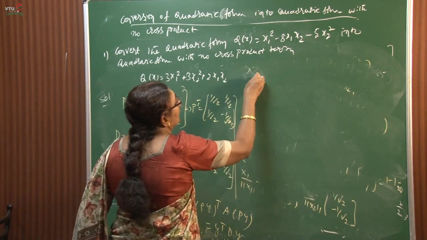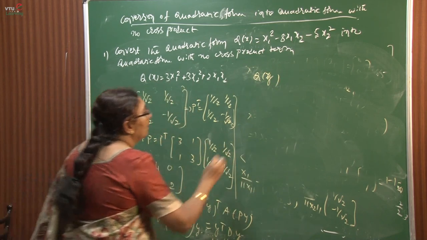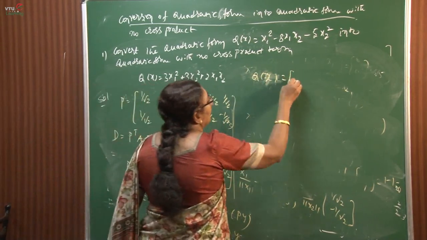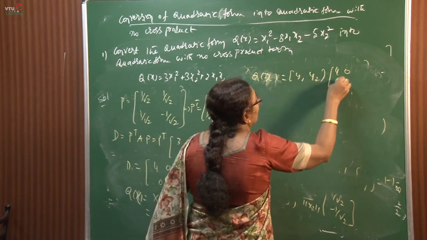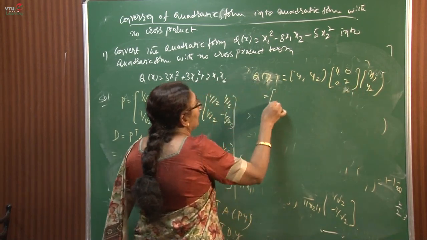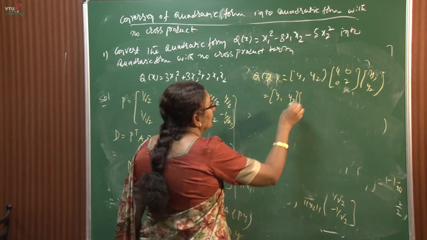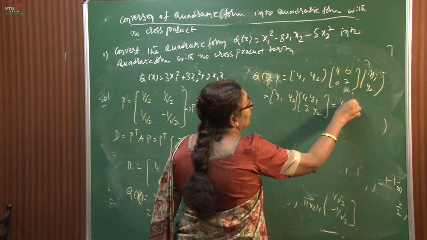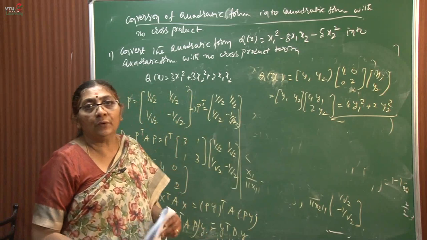Q of X is nothing but Y transpose, which is Y1 and Y2, because it's a 2 cross 2, and then D, 4, 0, 0, 2, and this is Y1, Y2. Simplify that. We get 4Y1 and then 2Y2. Multiplying that, we get 4Y1 square plus 2Y2 square. Now we again get a quadratic form with no cross product term.